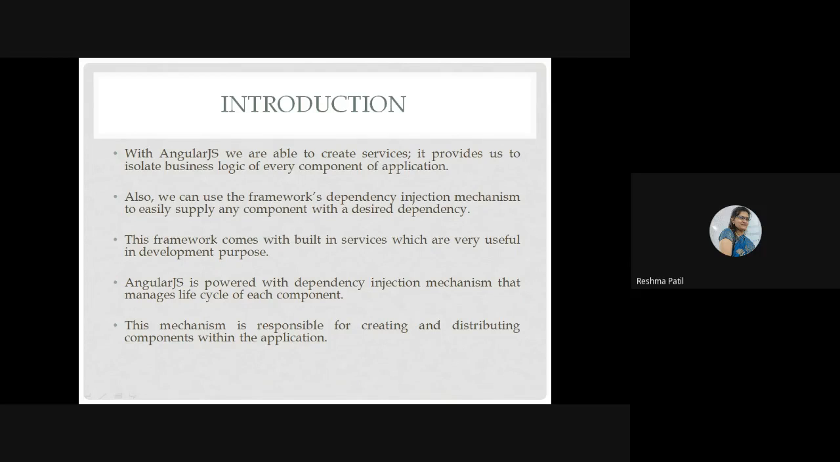AngularJS is powered with a dependency injection mechanism that manages the life cycle of each component. This mechanism is responsible for creating and distributing components within the application.